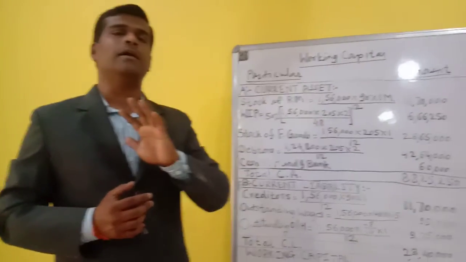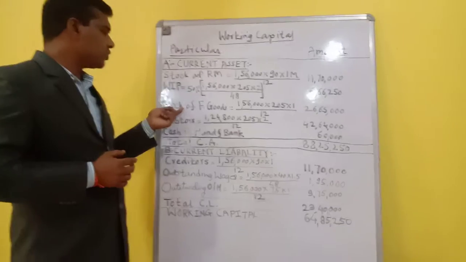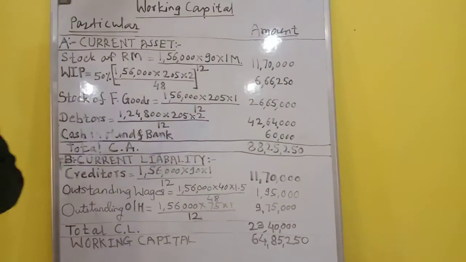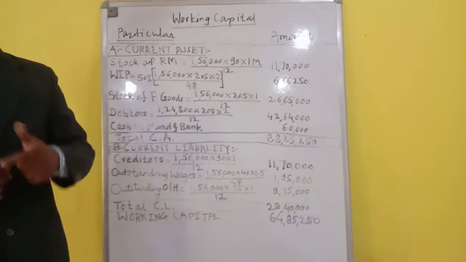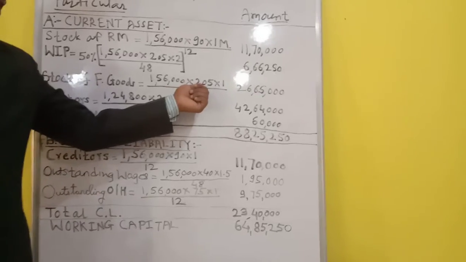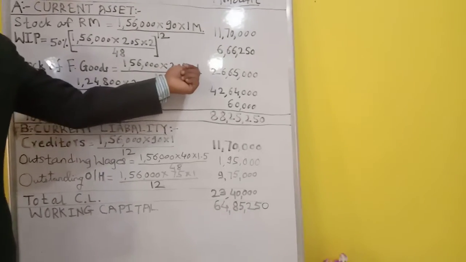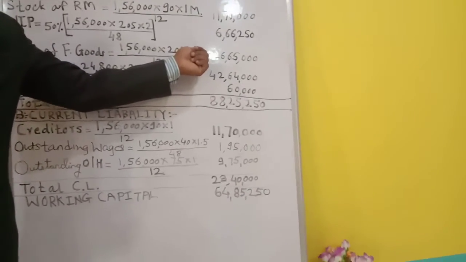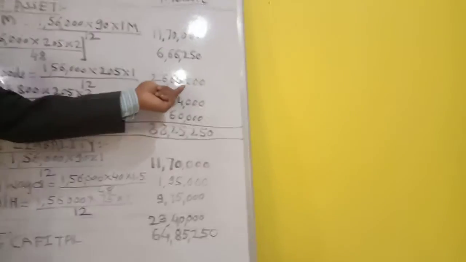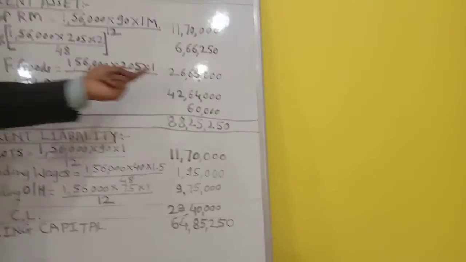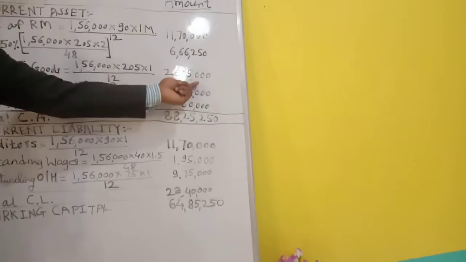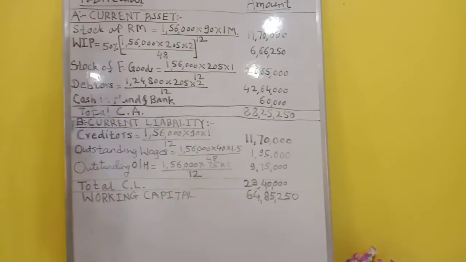So that is again a current asset. So third entry, stock of finished goods. Finished goods would also be charged on the basis of total cost. So in this problem it is 205. So the calculation goes as 1,56,000 units multiplied by total cost per unit, that is 205, multiplied by 1 month stock is required, so 1 divided by 12. So the total calculation comes to 26,65,000. So the total money that has got locked in finished goods is amounting to 26,65,000. Then we will see the next current asset element.